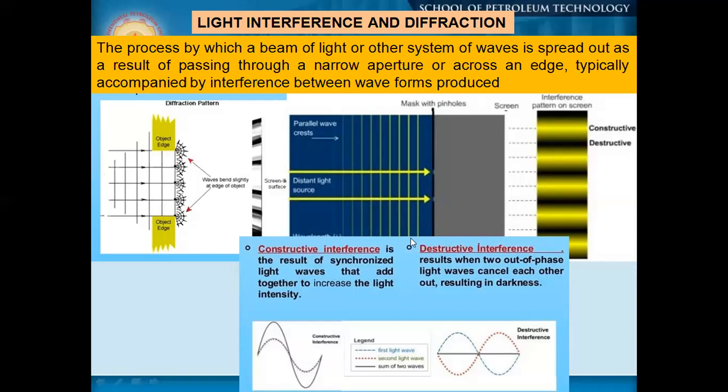Whenever light passes through a pinhole, a small hole, the light or other systems of waves will interfere among themselves. That may be constructive interference or destructive interference. When constructive interference occurs, the light intensity increases, whereas destructive interference decreases the intensity of the light and ultimately we get darkness. If you see this graph, it is very easy. When light passes through these pinholes, it will interfere and give us the dark spot and the light spot.